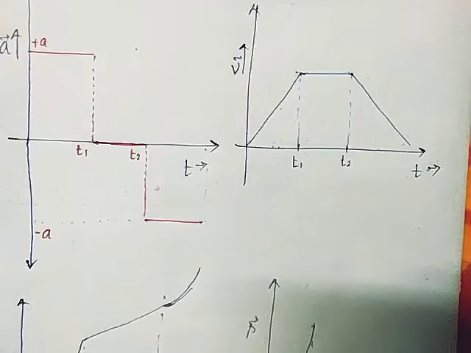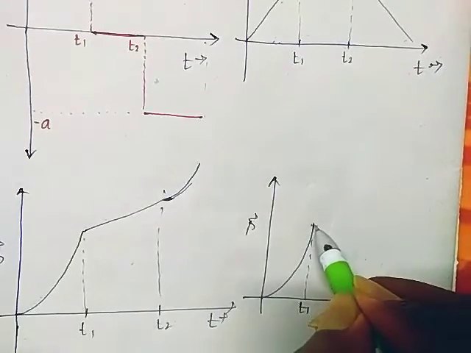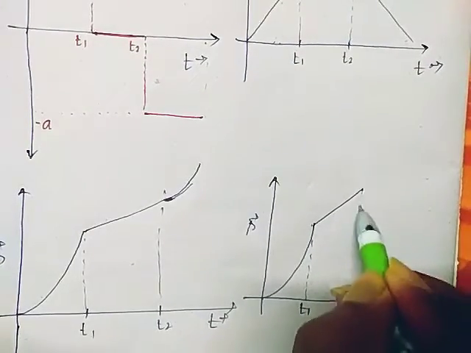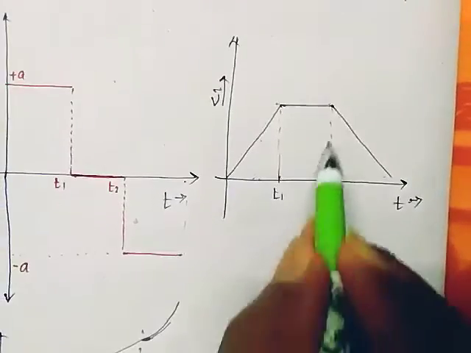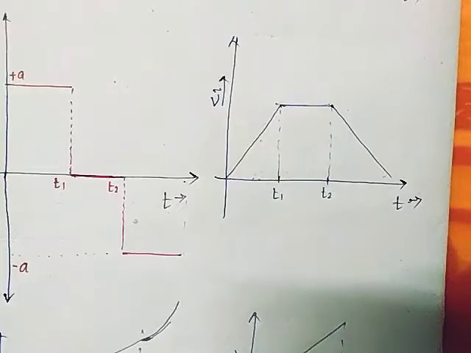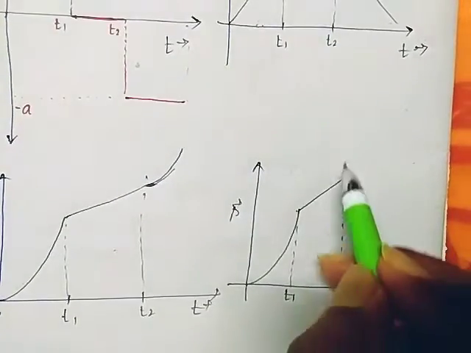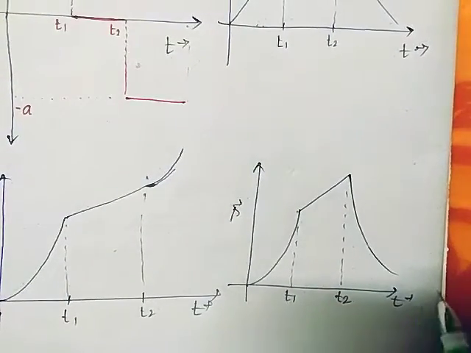So there will be a linear increase. After that the velocity versus time graph shows the decreasing slope. So it will be somehow decreasing like this.